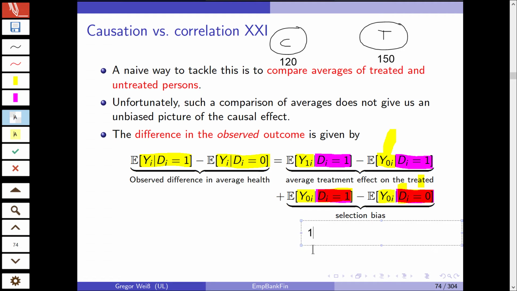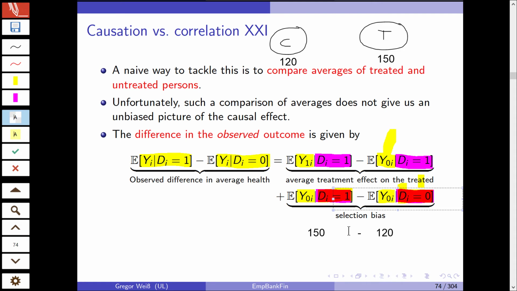that's 150, minus the average health status before treatment in the control group, that's 120. So the selection bias is the 30-point difference between the blood pressure average here in the treatment and the control group. If you don't take this into account, you're not comparing apples to apples, but you're comparing healthy to sick persons, and this is a problem here.